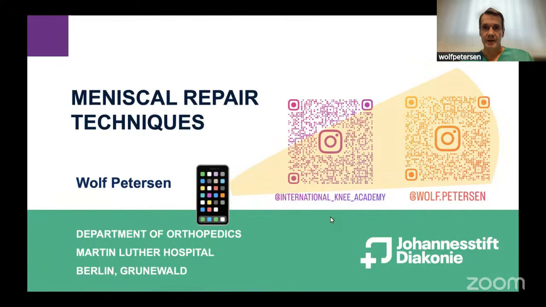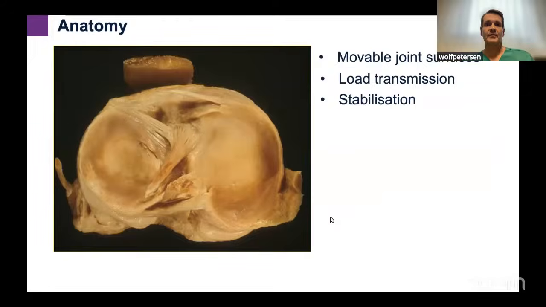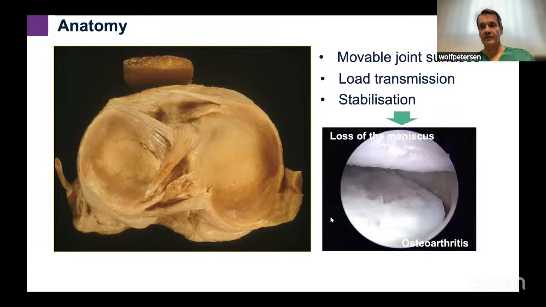Okay, but let's talk about the meniscus. Let's start with the anatomy. The meniscus, medial and lateral, are movable joint surfaces. The function of the meniscus is load transmission and stabilization of the joint. And in case of loss of the meniscus, the consequence is overload of the joint, which leads to osteoarthritis.